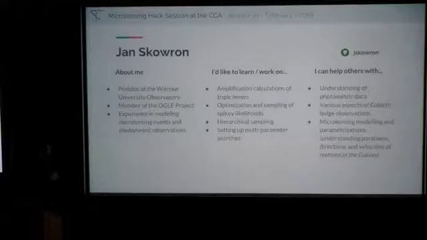I'm Jan Skowron. I'm a postdoc at Warsaw University Observatory and a member of the OGLE project. I've been in microlensing for a long time, so I can help with understanding data, surveys, systematic errors, parameterizations, interpretation of events, all this different stuff. And of course, I'm interested in unsolved problems, which are big, like triple lenses, different approaches to difficult optimizations, weighting of different models. So I would really like to have discussions about this. Thanks.